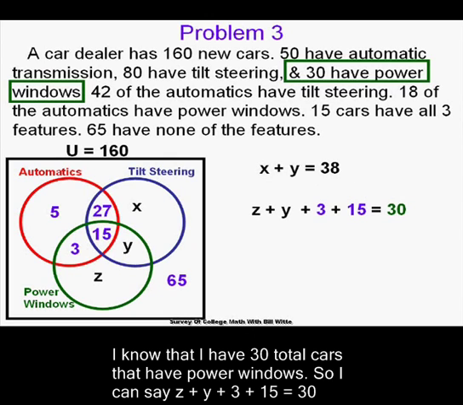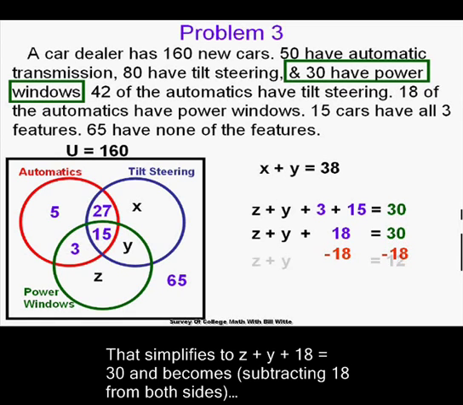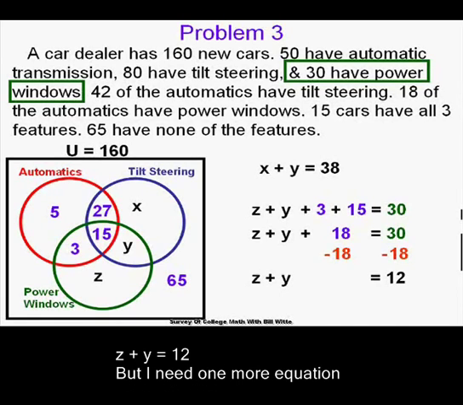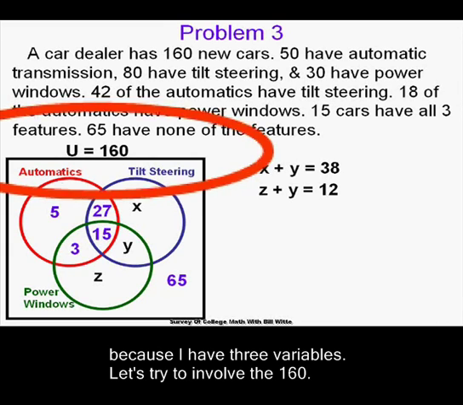What about, I know I have a 30 total for power windows. So, couldn't I say the z plus the y plus the 3 plus the 15 is the area in the green? That's got to equal 30. Z plus y plus 18 is 30. Let me simplify that. Subtract 18, and I'll get z plus y is 12. There's a good, useful equation. But I need one more equation because I have 3 variables.